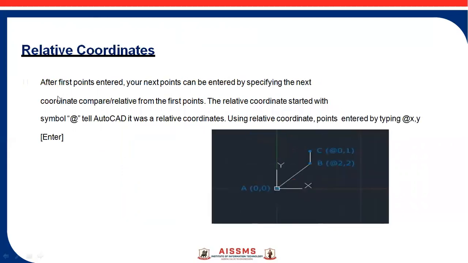In the relative coordinate system, after the first point is entered, your next point can be entered by specifying the next coordinates relative to the first point. The relative coordinate starts with the @ symbol, which tells AutoCAD it is a relative coordinate. So you enter the point by typing @X, comma, Y, and Enter. In that way we use relative coordinates.